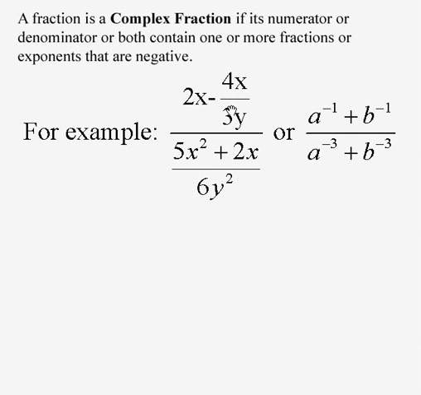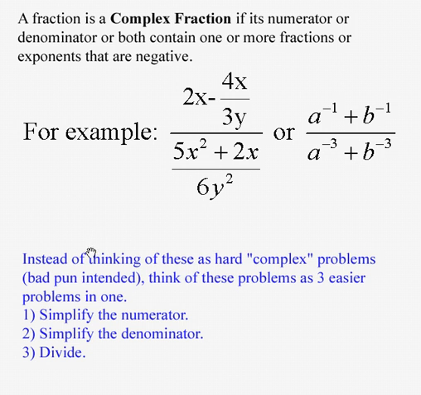2x minus 4x over 3y is my numerator, and that contains a fraction. My denominator, 5x squared plus 2x over 6y squared, contains a fraction. This is a complex fraction because of the negative exponents. A to the negative 1 is the same as 1 over a, plus b to the negative 1 is the same as 1 over b, and this is a to the negative third, which is 1 over a cubed, plus b to the negative 3, which is 1 over b cubed.